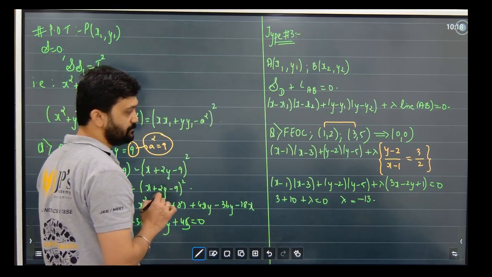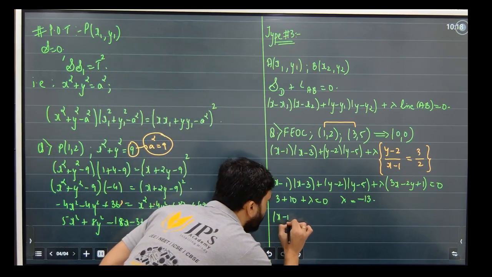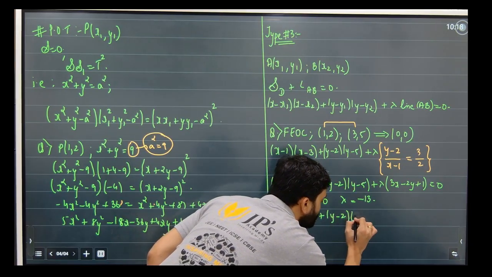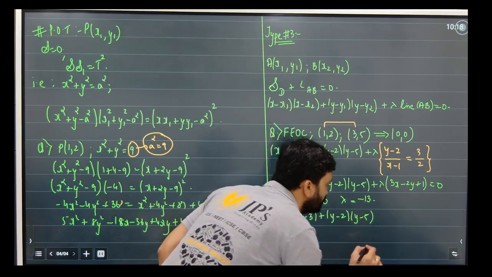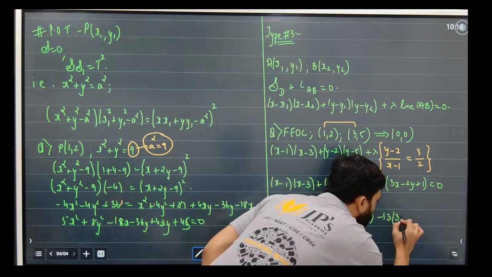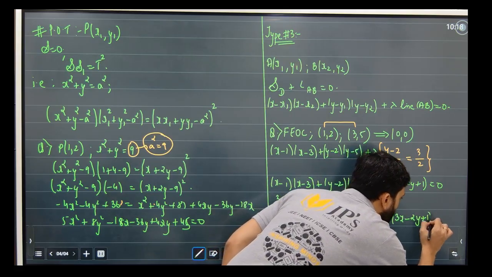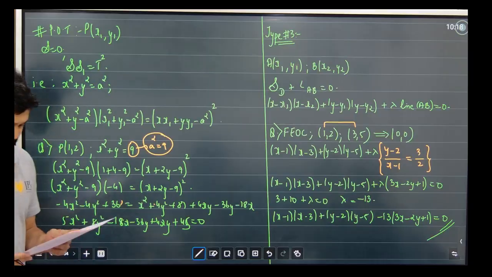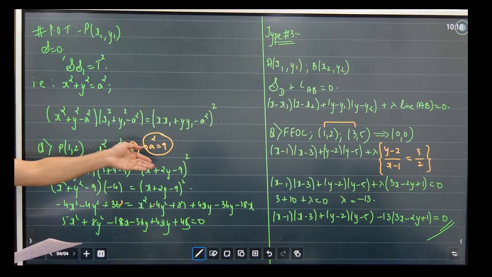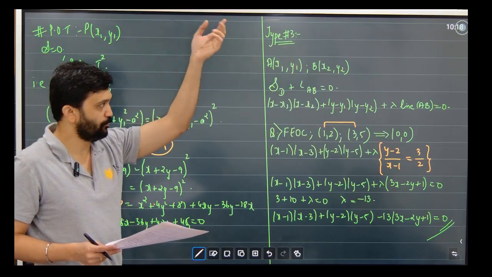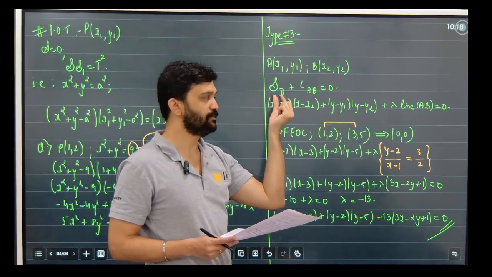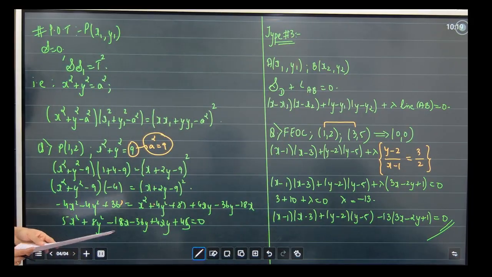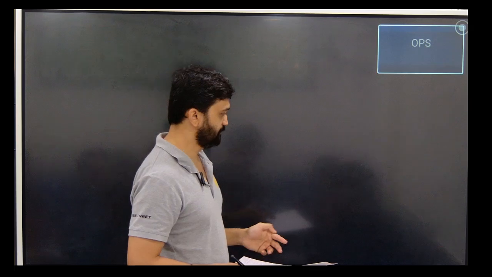And my final answer would become (x minus 1)(x minus 3) plus (y minus 2)(y minus 5) minus 13 into 3x minus 2y plus 1 is equal to 0. This is the equation. You want to simplify, that's up to you. But this is the equation where it is passing through 2 points and the line also, equation of circle in the diameter form, and this is the equation of line. Do you guys understand this? Please write this down.